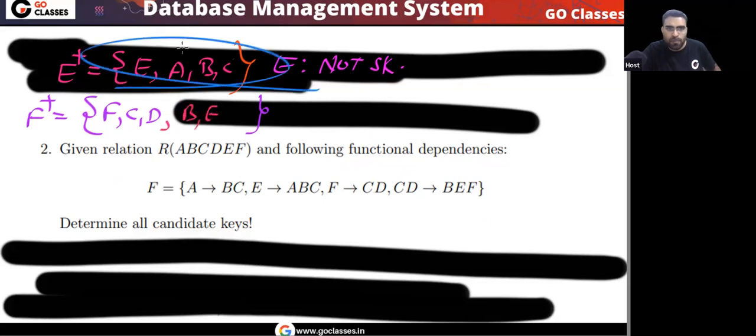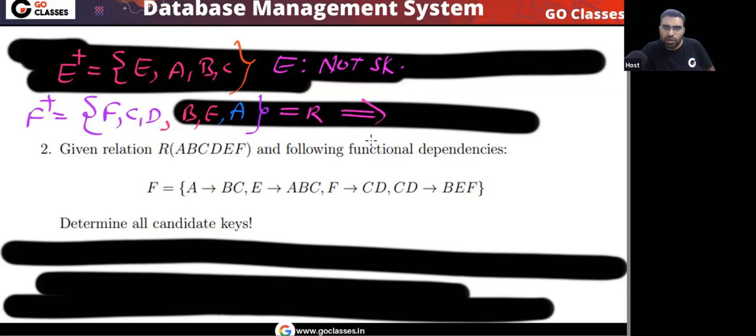Now we already know E can bring ABC. Yes or no? Did we get everything? A, B, C, D, E, F. Yes or no? We got everything. We got the entire relation R.